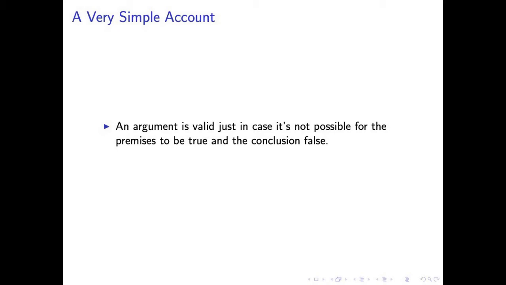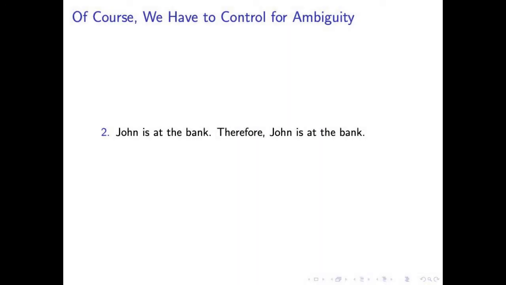Obviously, things get very complicated very quickly. The first way in which things might be complicated concerns ambiguity. Natural language contains ambiguities, and so we have to take that into account when we are individuating logical forms. Take something like 2. John is at the bank, therefore John is at the bank. Now, this seems like an instance of the same kind of argument we've seen a moment ago. However, if I told you that the two words bank are disambiguated differently, one denoting the financial institution, one denoting a river bank, then this wouldn't be an instance of the same pattern.